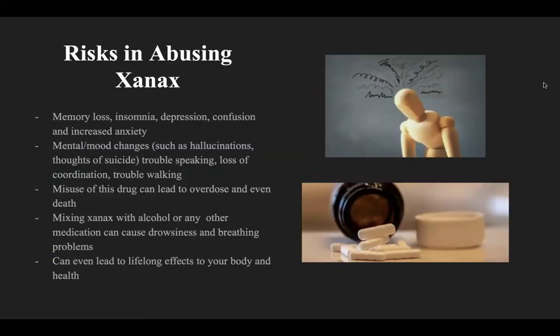Risks of abusing Xanax. Some risks would be memory loss, insomnia, depression, confusion, and increased anxiety. Another risk would be mental and mood changes, such as hallucinations, thoughts of suicide, trouble speaking, loss of coordination, and trouble walking. Another risk would be that misuse of this drug can lead to overdose and even death. Mixing Xanax with alcohol or any other medication can cause drowsiness and breathing problems and can lead to lifelong effects to your body and health.